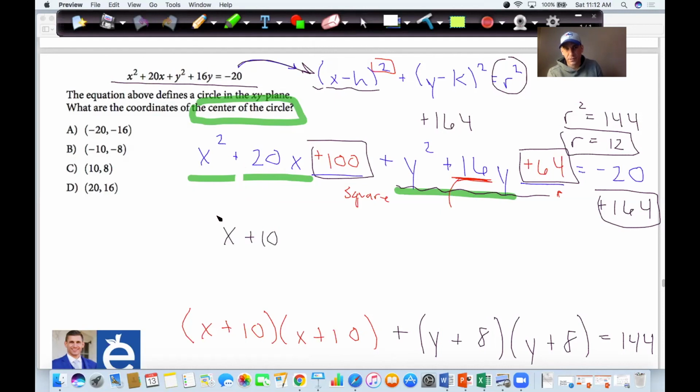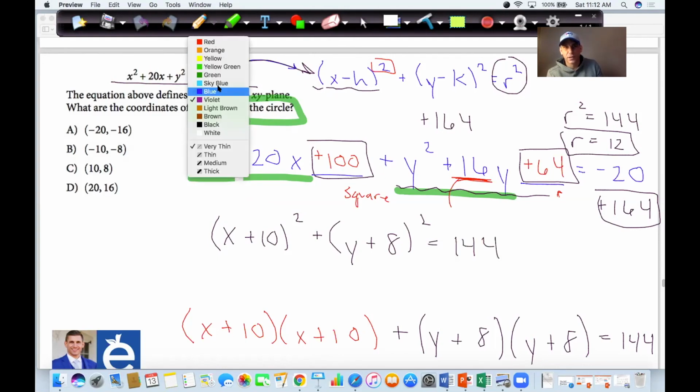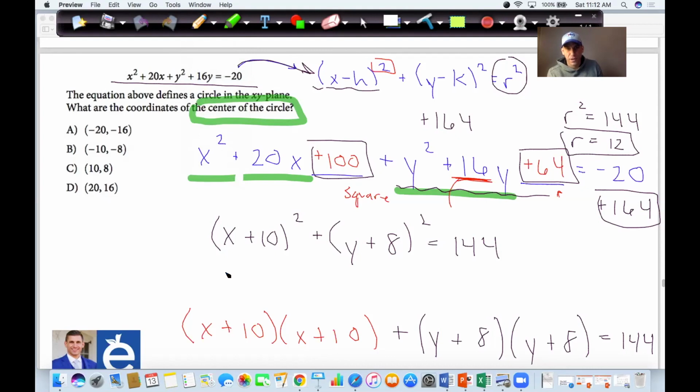My x plus 10 times x plus 10 looks like this. X plus 10 squared plus, now I have y plus 8 squared, right? And then equals 144. Well, look what this looks like, right? I have x minus h squared plus y minus, sorry, k. I'm already hopping to the answer, right? Y minus k squared equals r squared.